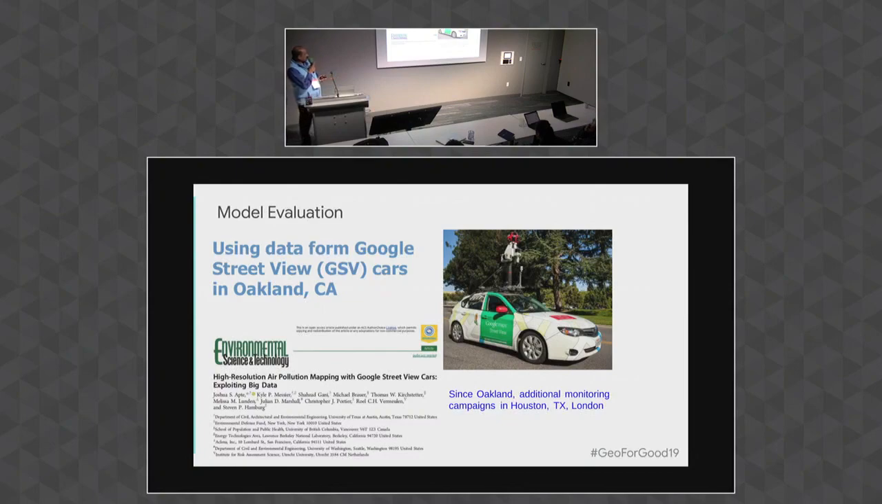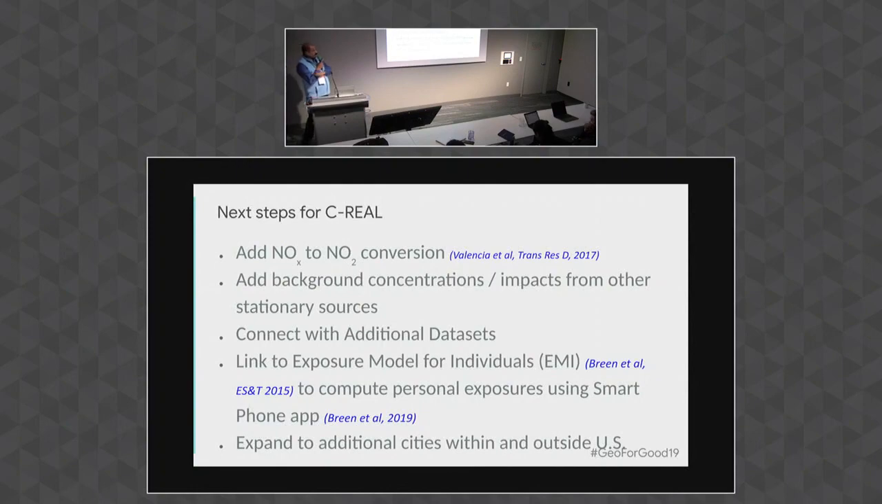Okay, the next part is evaluations. Of course, this is a study I mentioned earlier. Google did this in Oakland, and more cities are coming online. They finished one in Houston, I believe, and then the data is going to come out, and the third campaign is happening in London, and there may be more. And next steps. Okay, I'm wrapping up, Karen.